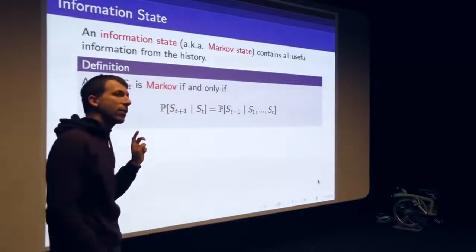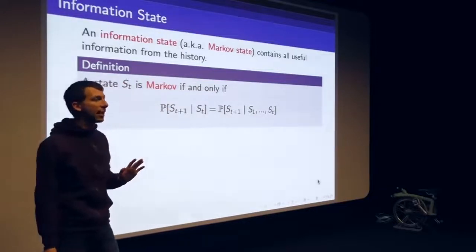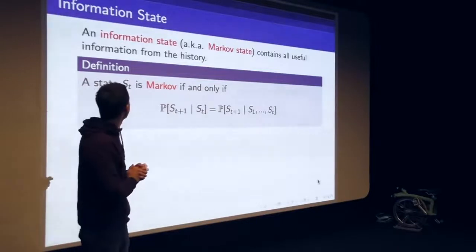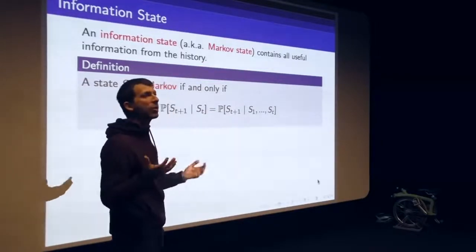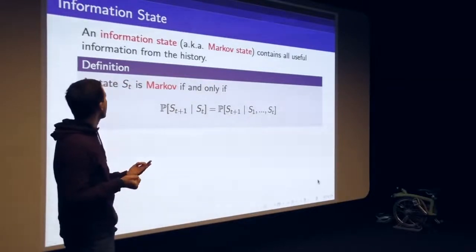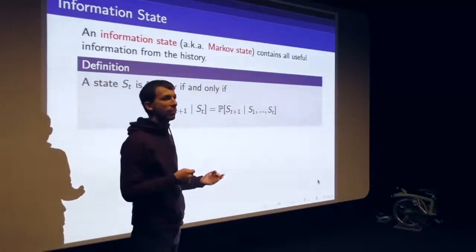Okay, so that was two definitions of state, agent state and environment state. Now here's a more mathematical definition of state, which we call the information state, or sometimes the Markov state. The Markov state is basically an information theoretic concept. It tells us when we've built a state representation that contains all useful information from the history.